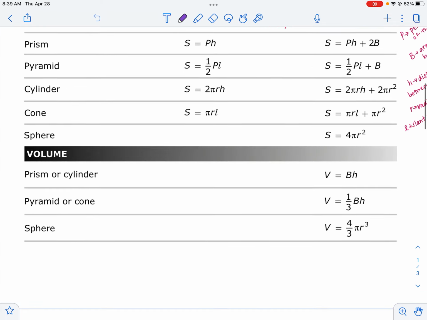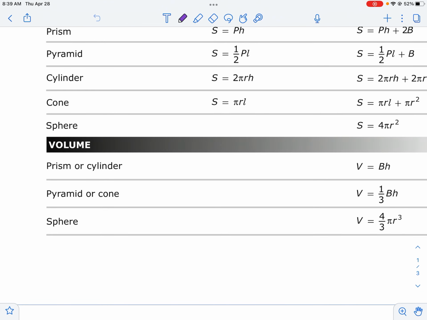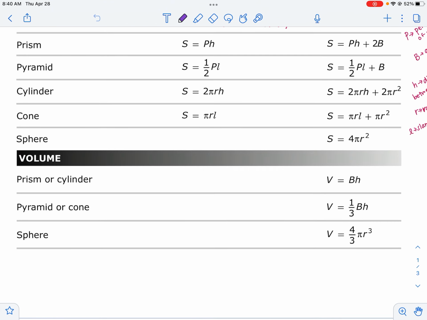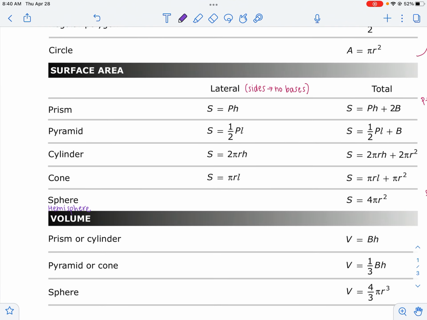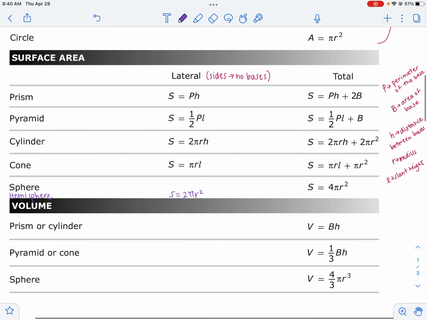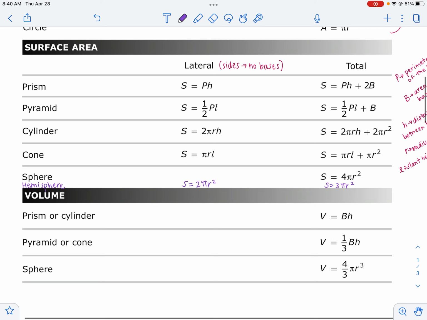So if we go to our formula chart, we're going to add in some formulas here. So for surface area of a hemisphere, and it might be a little bit tight to write, and that's okay, but a hemisphere has a base. A hemisphere has that flat circle that we could actually stack it on. So a hemisphere for lateral, it would be 2 pi r squared. It would be half of the sphere. But for total, it would be 3 pi r squared, which would include the base.